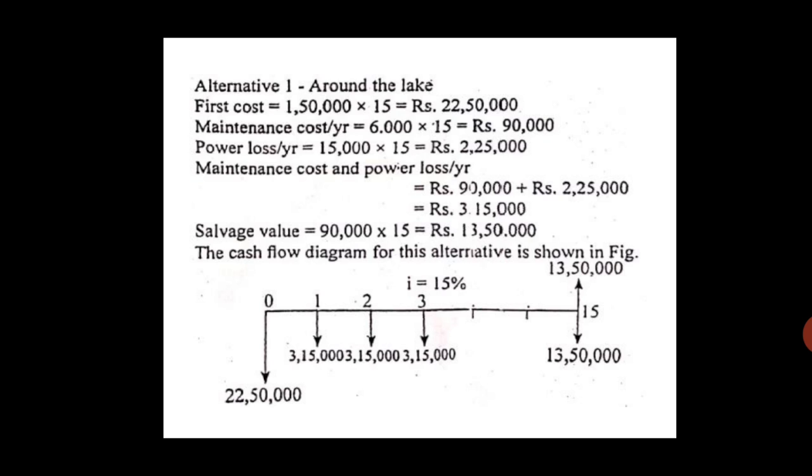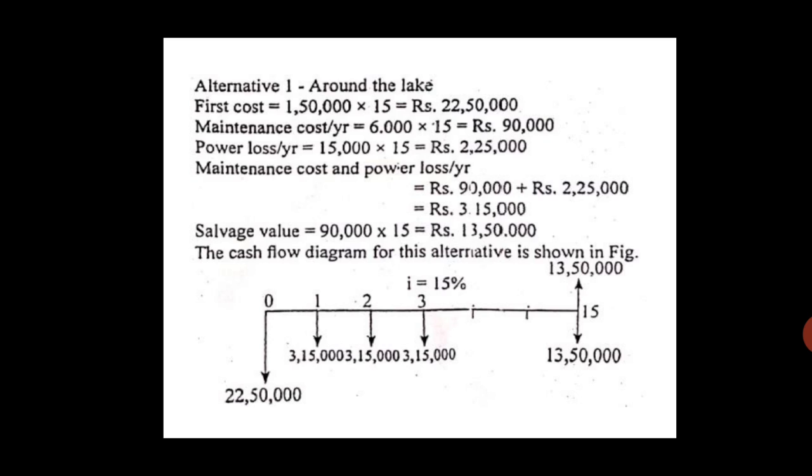So alternative 1, around the lake. First cost is 1,50,000 rupees into 15 kilometers, that is 22,50,000 rupees. That is the initial cost. Then maintenance cost is 6,000 rupees per kilometer for 15 kilometers, that is 90,000 rupees per year. And the losses are also 15,000 rupees per kilometer into 15 kilometers, because around the lake it is long, 15 kilometers. So 15,000 rupees per kilometer gives 2,25,000 rupees as power loss per year.